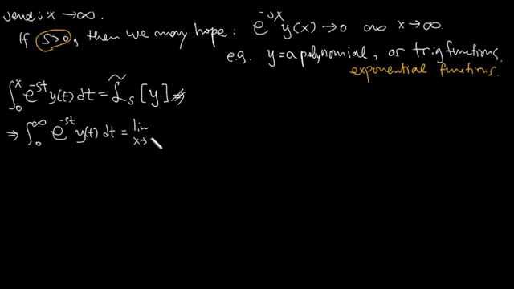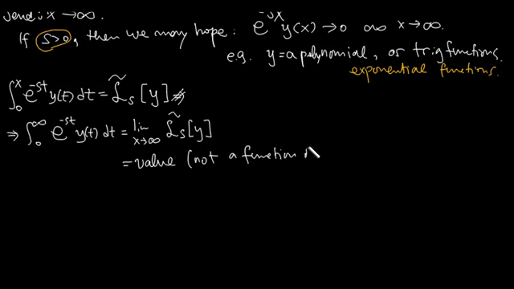This is a function of x, right? So we're looking at this as a function of x. Once you send this one into infinity, this is no longer a function of x. This is just a value. Let me write it down like this: it is a value, not a function, and not a function of x anymore once we send x to infinity.